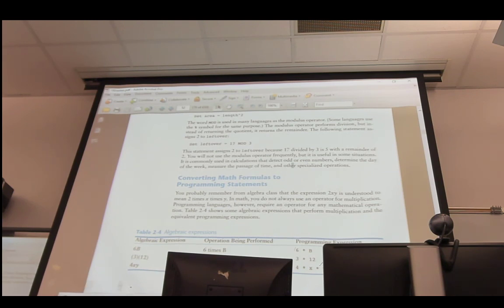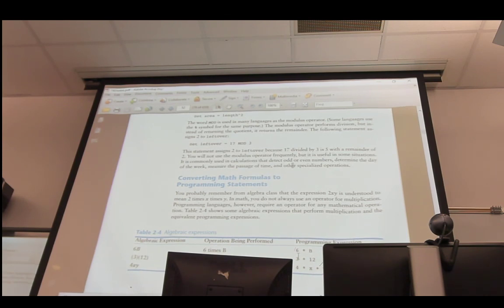Now, look at this. In math, we know if we have something in parentheses and something else in parentheses, it's being multiplied together, right? So you can write it this way in math, but it's really saying 3 times 12. But as a programmer, you would write 3 asterisk 12. You have to remember that when you type in a compiler, every character has to have its own space.